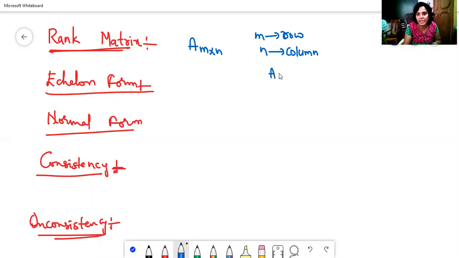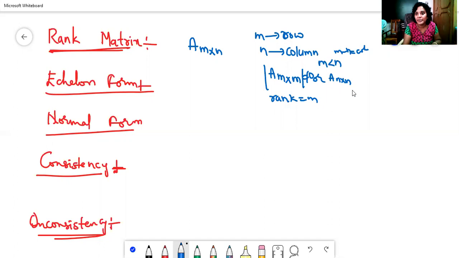That is nothing but elimination of any rows or columns. We can take either m by m or n by n, whichever is the smaller value, and take that square matrix. If that determinant is not equal to 0, then the rank of the matrix is m. If m is less than n, we can eliminate n minus m columns.